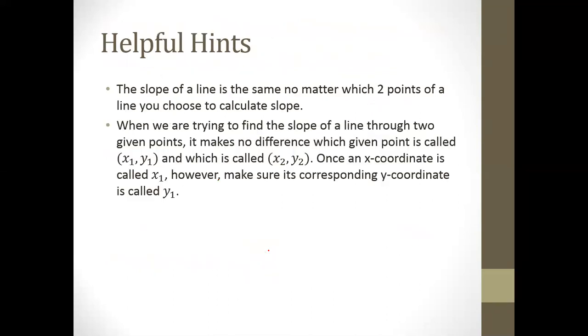Here's some hints. Remember that the slope of the line is going to be the same no matter which 2 points you choose on that line. And when you're trying to find the slope of any 2 points, it's best to go ahead and label the first point or one of the points using sub 1s and the second one using sub 2s.